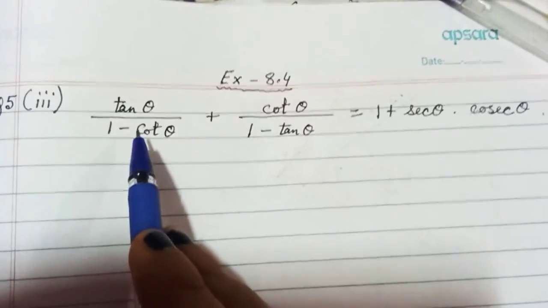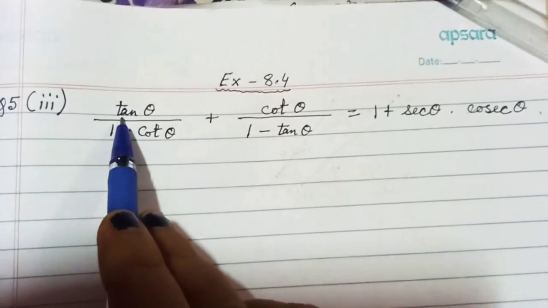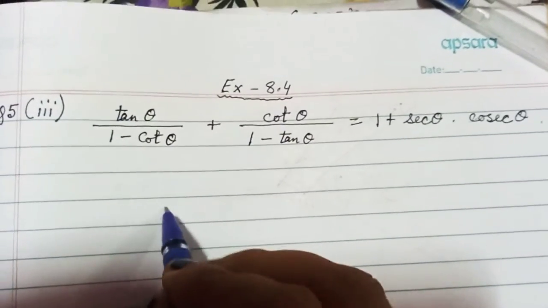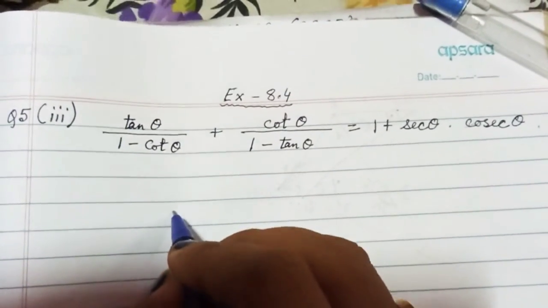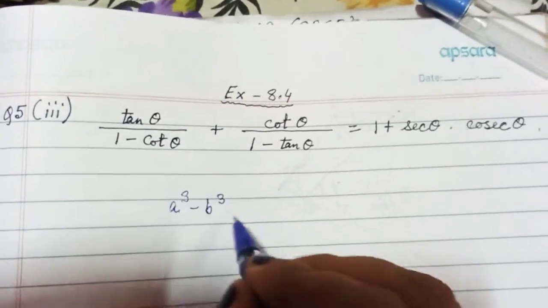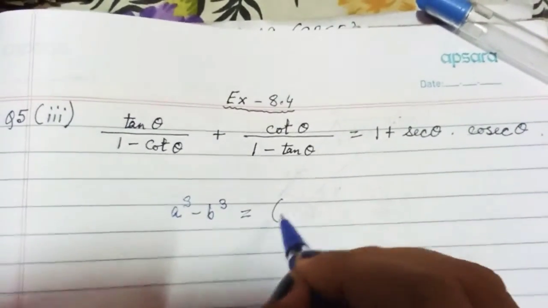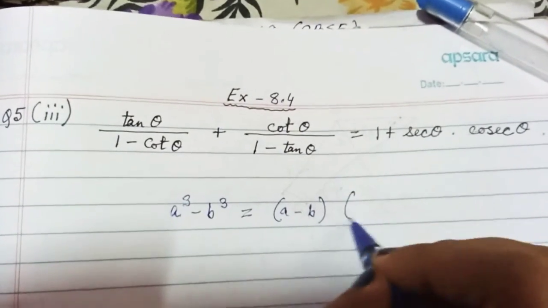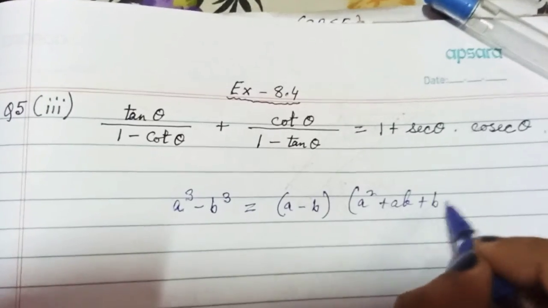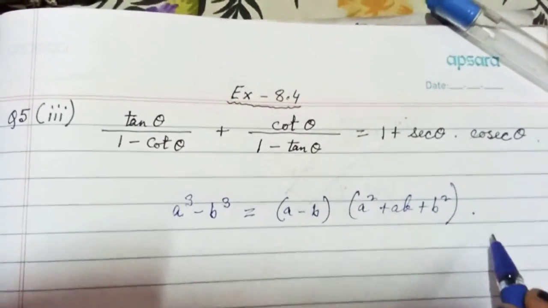So we will take the LHS side. And before solving that, you should know one more algebraic identity, that is a cube minus b cube, which we will use here. So a cube minus b cube is a minus b into a square plus ab plus b square. So this identity we will use.